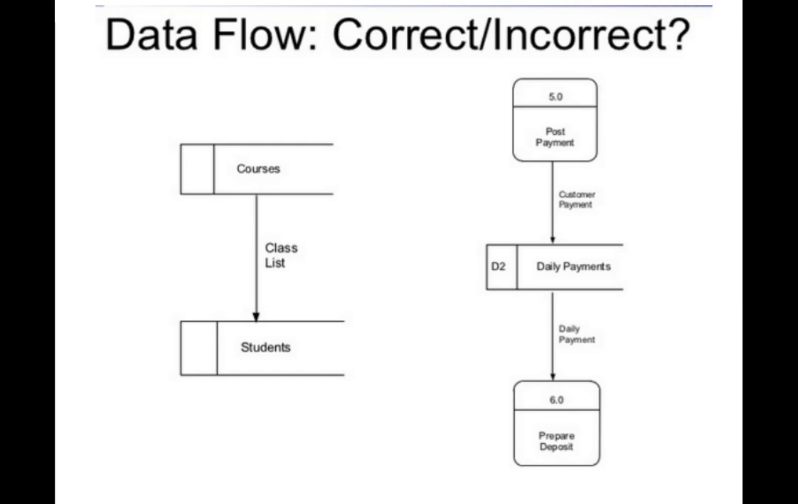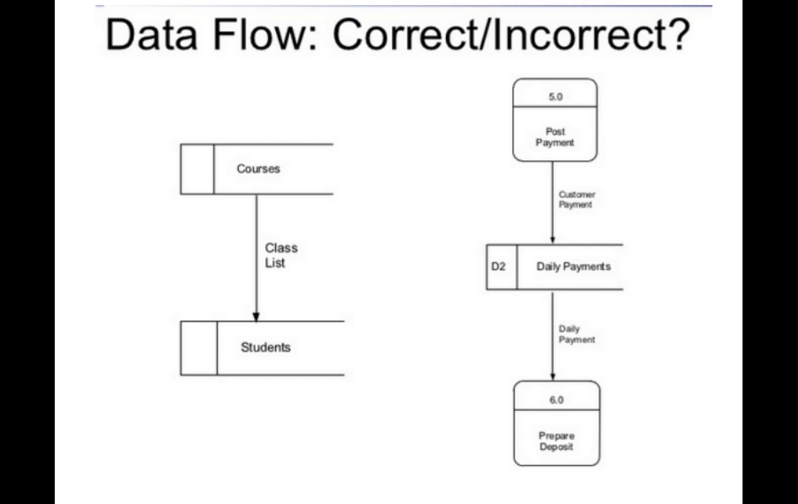Can you tell whether this data flow line is correct or incorrect? Normally data is flowing after a process or activity. So from the source, without a process, the data will not flow to the student store or database. So the first one is incorrect.